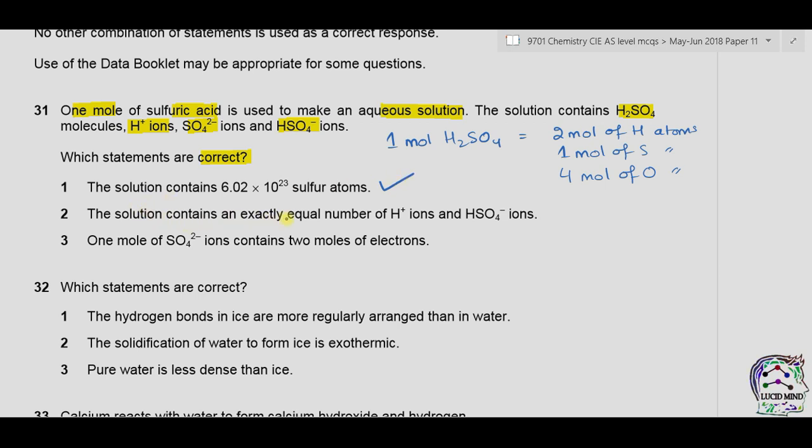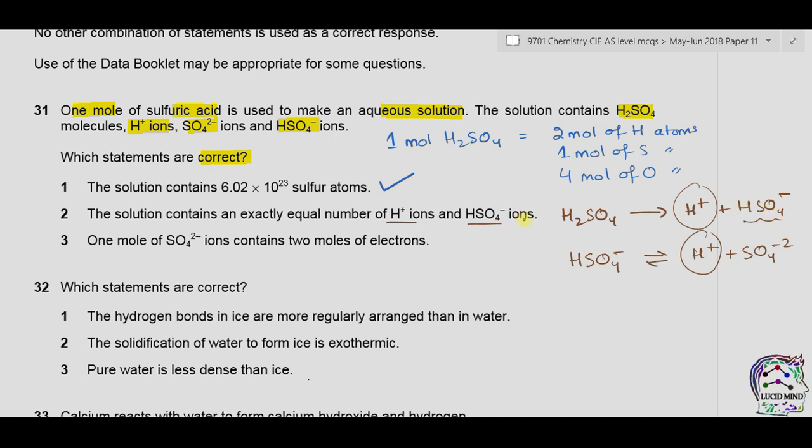2. The solution contains an exactly equal number of H positive ions and HSO4 negative ions. Let's write the equation for the solution of H2SO4. When H2SO4 is put in water, it forms H positive and HSO4 negative. But then HSO4 further ionizes in a reversible reaction into H positive ions and sulfate ions. So we can see that we have more H positive ions as compared to HSO4 negative ions. So 2 is wrong.